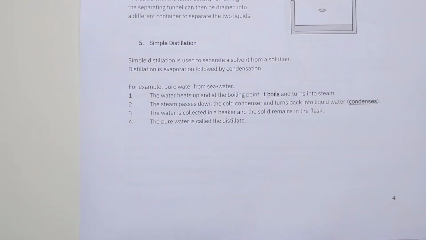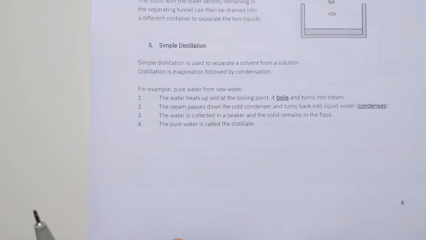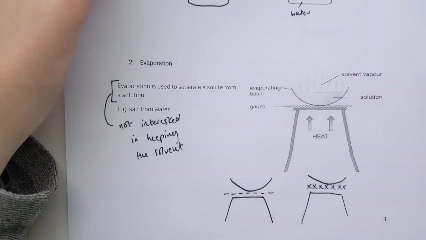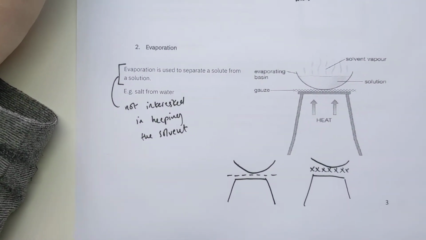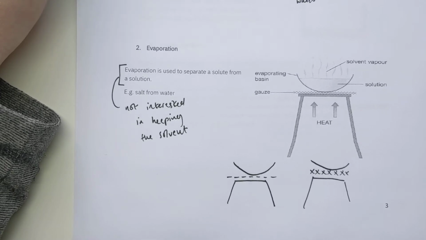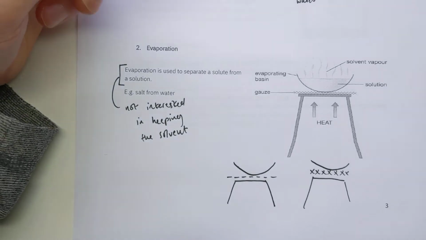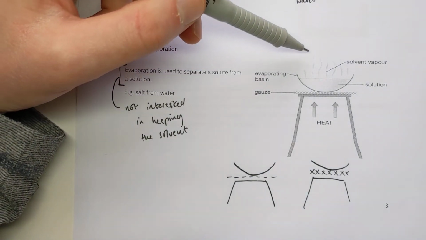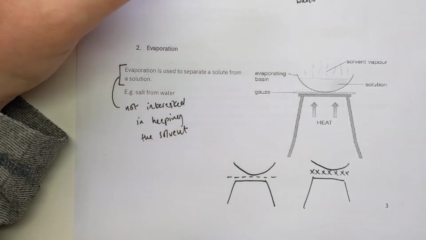Now, final three methods. First one is simple distillation. This would be a scenario where, a bit like this, we had a soluble solid dissolved in a solution, like salt and water. But this is a different technique we'd use for a different kind of purpose. When I evaporated, I wasn't too interested in where the solvent was going. I just wanted to get rid of it.